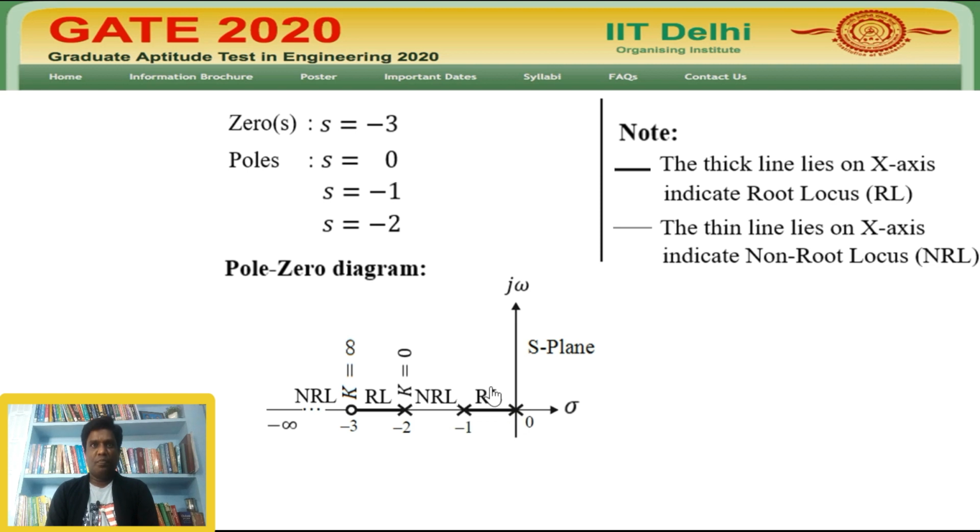Second one, if a breakaway point is possible, there are two poles lying on a single segment of the available root locus path of the root locus diagram. Otherwise, there is no breakaway point.